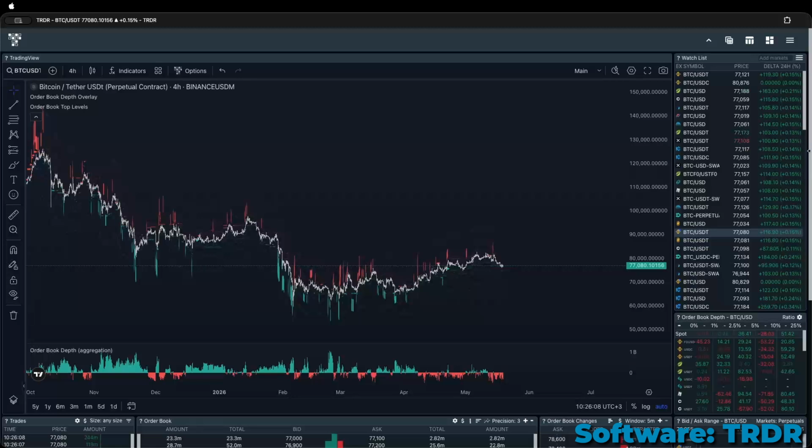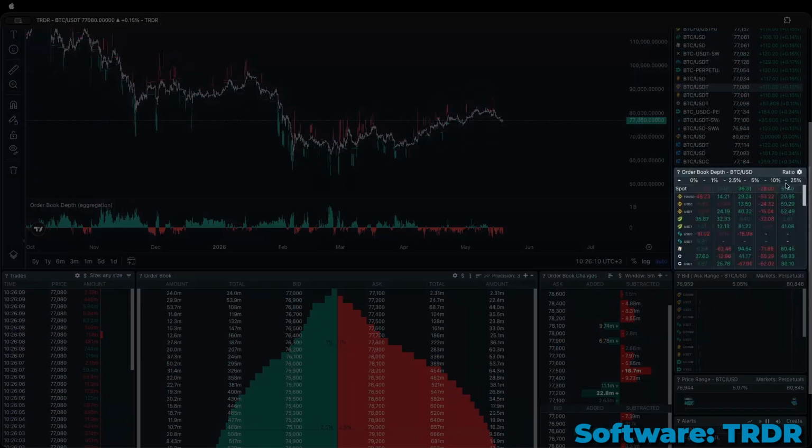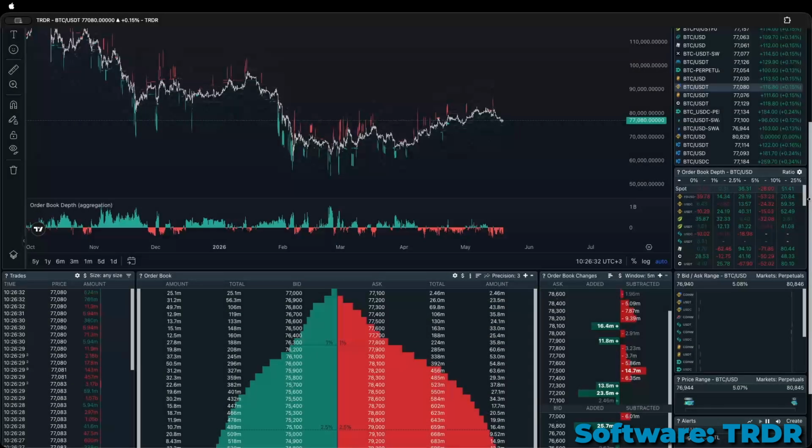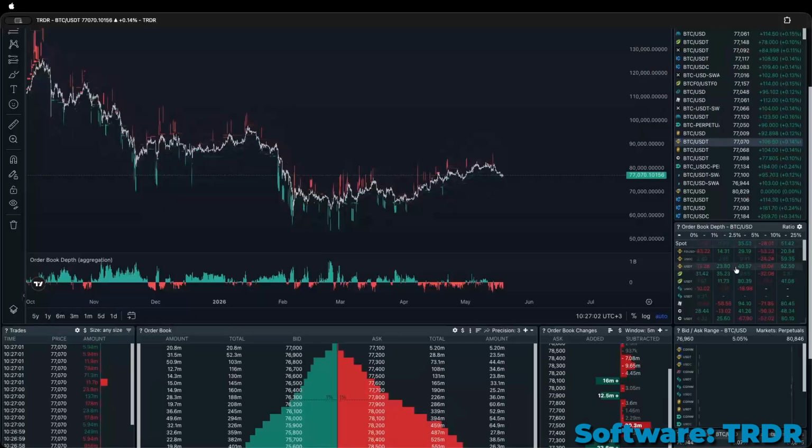And now TRDR also offers a watch list, the order book depth overview, which I use a lot to check the resting liquidity on all exchanges at a glance. And to me, it's actually insane how easily you can check resting liquidity by just looking at this. You can check it for whatever distance you want, and you can see which exchanges are turning bullish, which exchanges are turning bearish.